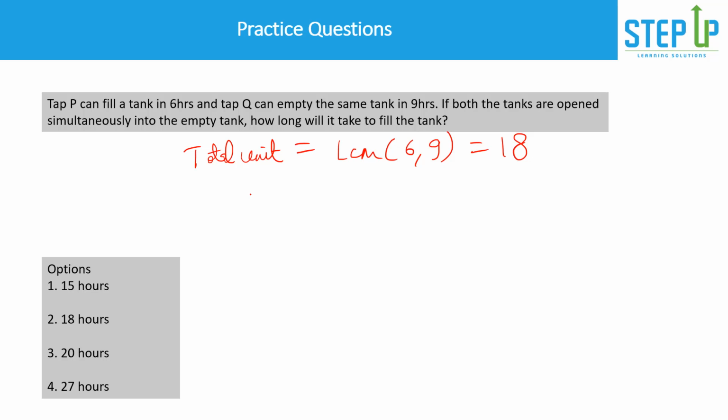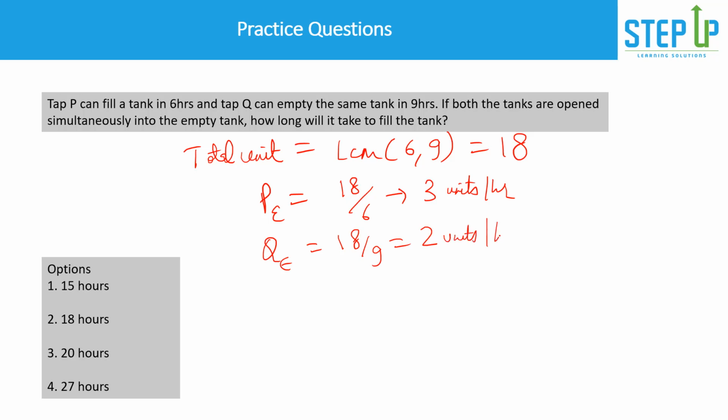Now I'll calculate the efficiency of tap P. P's efficiency would be how much? If it does 18 units of work in 6 hours, that means 18 by 6, the efficiency is 3 units per hour. Similarly, the efficiency of Q would be how much? This one takes 9 hours, that means 18 units upon 9 hours, meaning this is 2 units per hour.